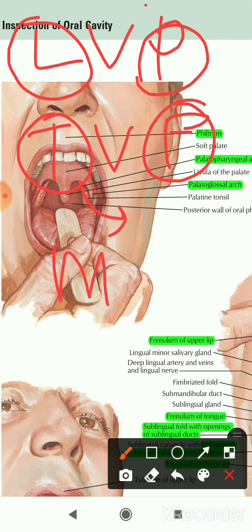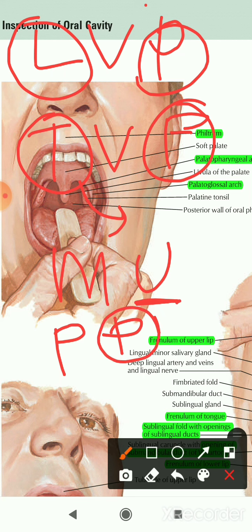The number 3 muscle is the musculus uvuli. From the name you can have an idea, it will act on the uvula. So its function is it pulls the uvula forward to its own side. Number 4 is palatopharyngeus muscle, that means it will act on the pharynx as well as the palate. Its function is to elevate the larynx and pharynx. It closes the pharyngeal isthmus by opposing the palatopharyngeal arches.